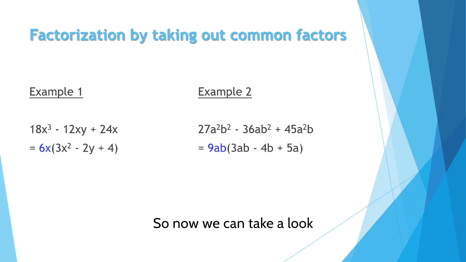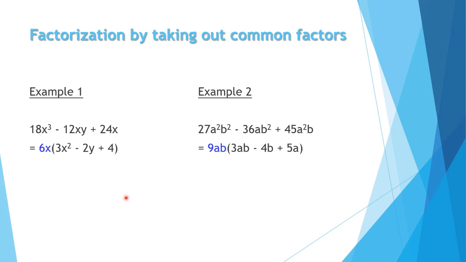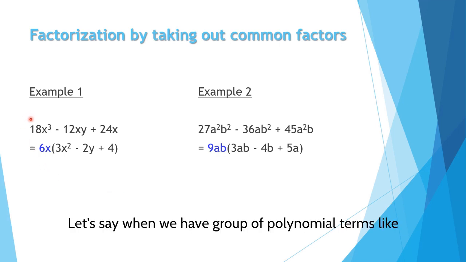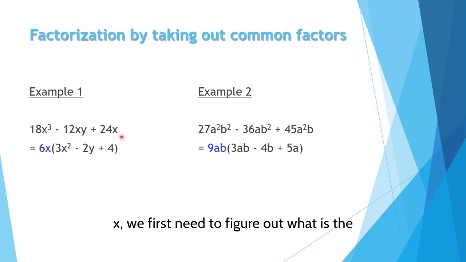So now we can take a look at factorization by taking out common factors. Let's say when we have a group of polynomial terms like this, 18x cubed minus 12xy plus 24x, we first need to figure out what is the common factor that we can take out. So all these three terms, the HCF is 6x.